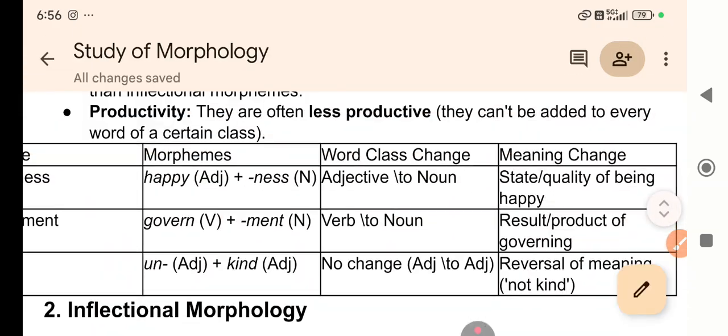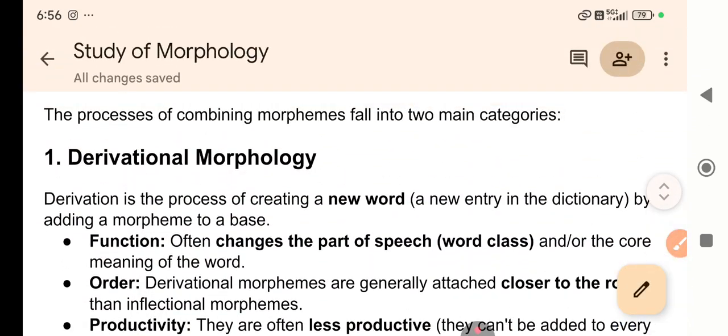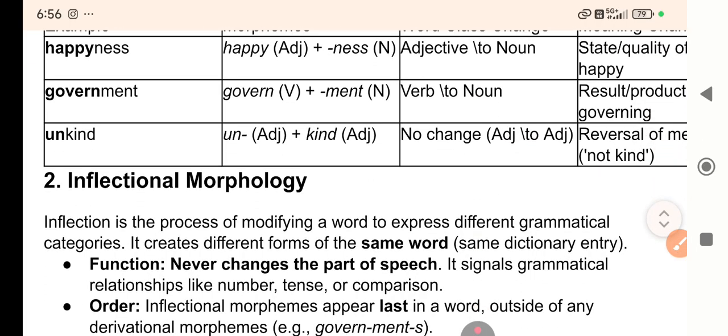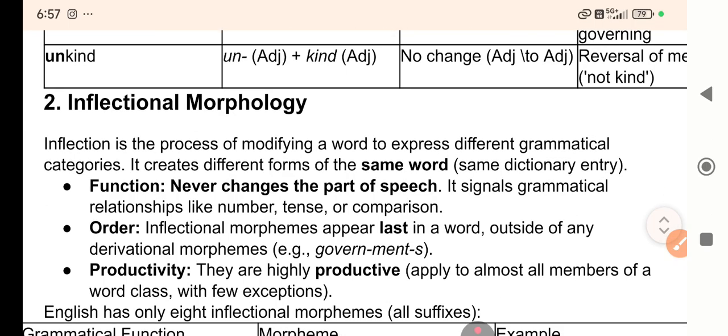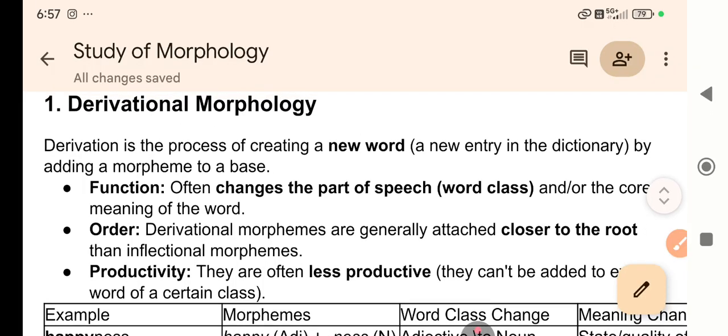So overall there are two types of morphology: derivational and inflectional. Derivational, where the word category changes because it becomes a new word, so the part of speech changes in derivational morphology. But in inflectional morphology, the part of speech does not change. So that is morphology, right? We'll discuss more, but here I'm winding up. Thank you so much.